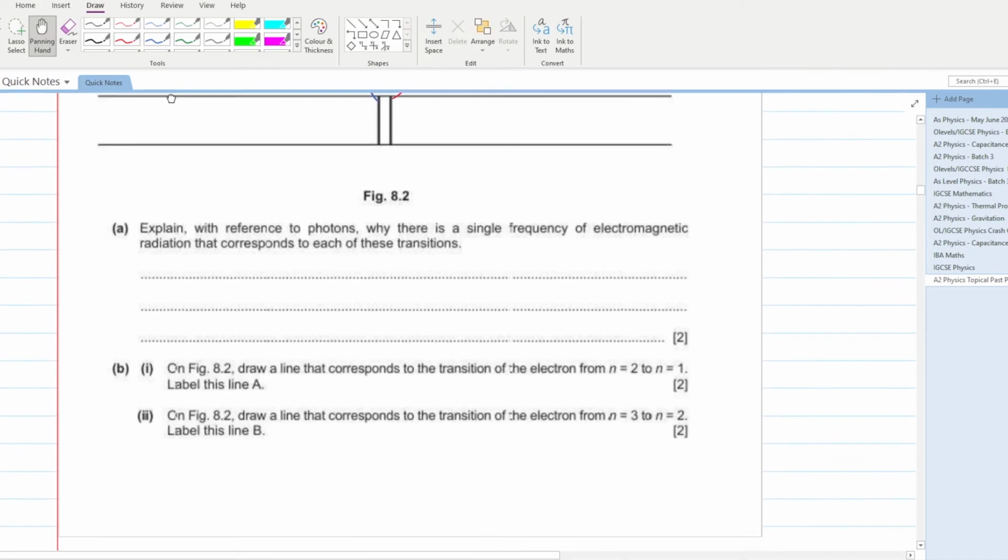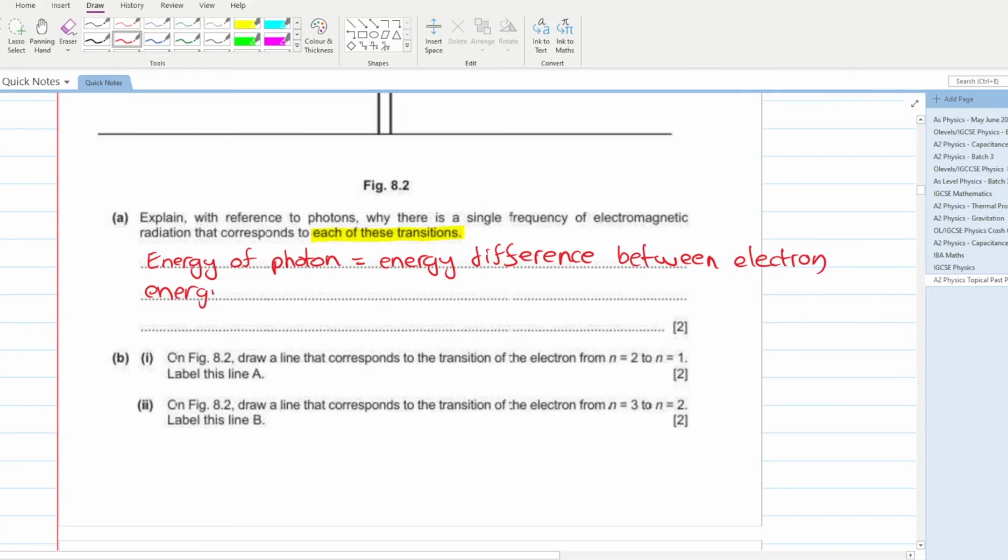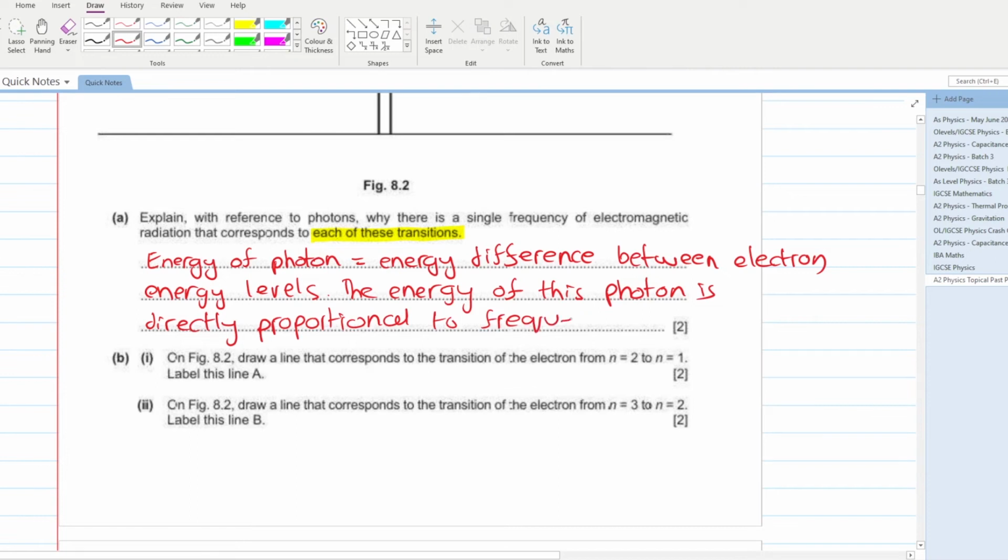Let's further read it out. Explain with reference to photons why there is a single frequency of electromagnetic radiation that corresponds to each of these transitions. Very, very easy. You can say the energy of the photon is equal to the energy difference between electron energy levels. And for the second mark, you can write that the energy of this photon is directly proportional to frequency. Simple as that. Nothing complicated here. Okay, let's further move ahead.